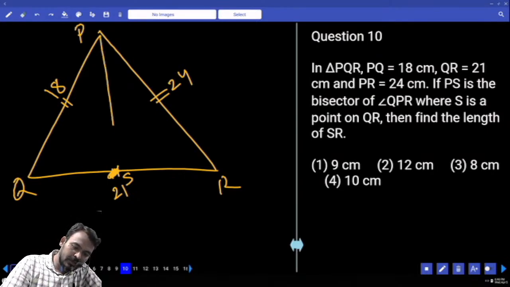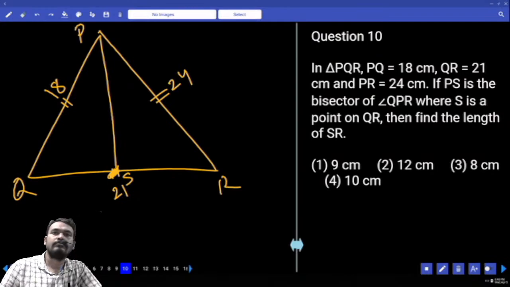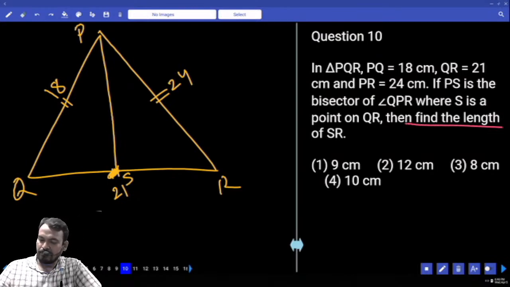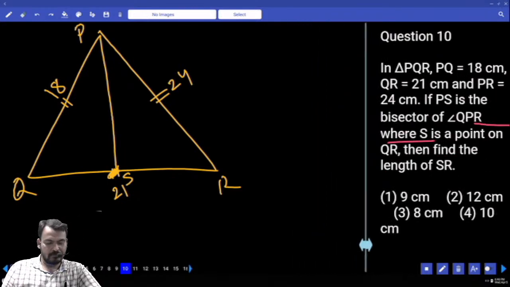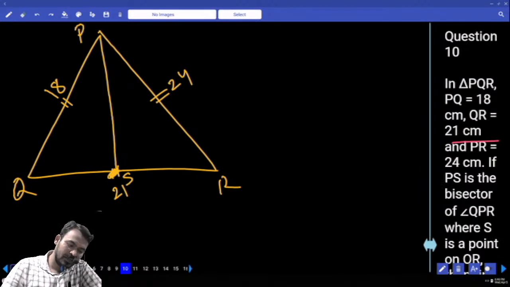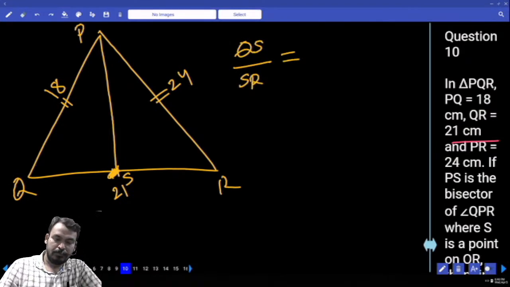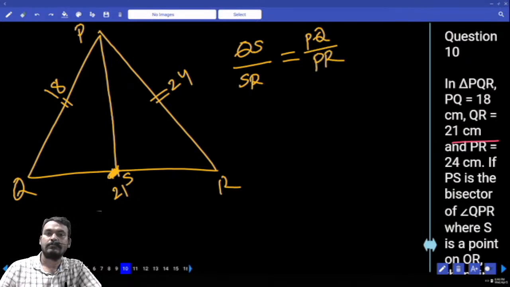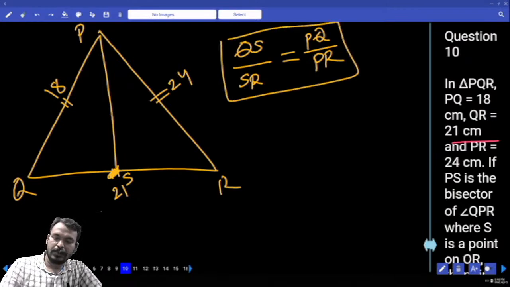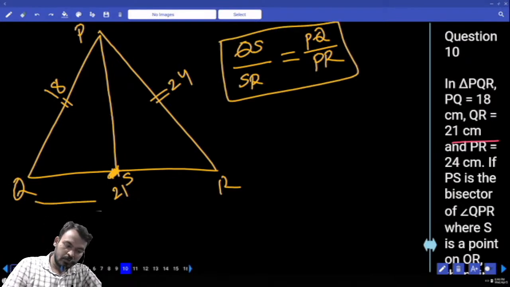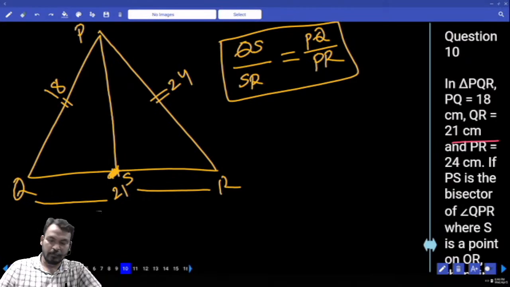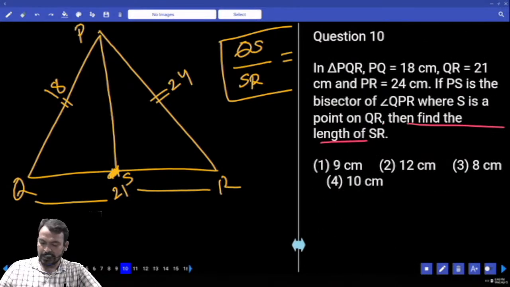Angle bisector means we take this line. Okay, and what is the question here? Find the length of SR. Find the length of SR means we write QS by SR equal to PQ by PR. QS by SR equal to which one? PQ by PR. What is the total QR value? 21. In this one we require the SR value.